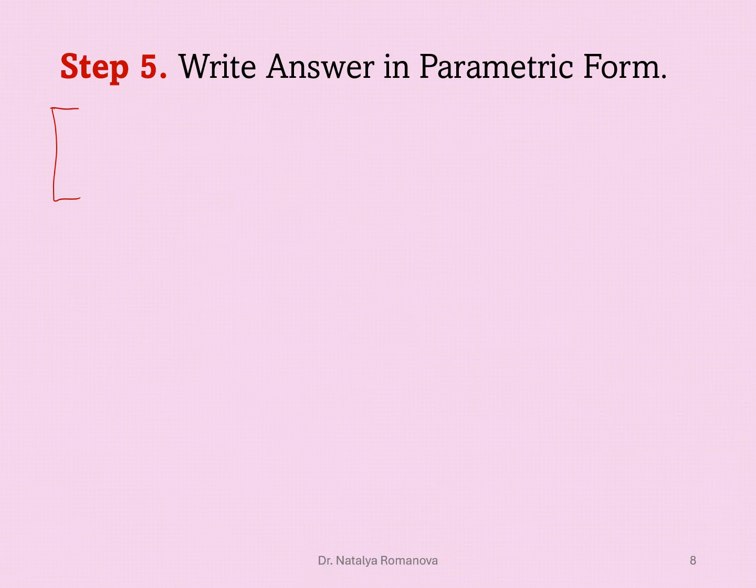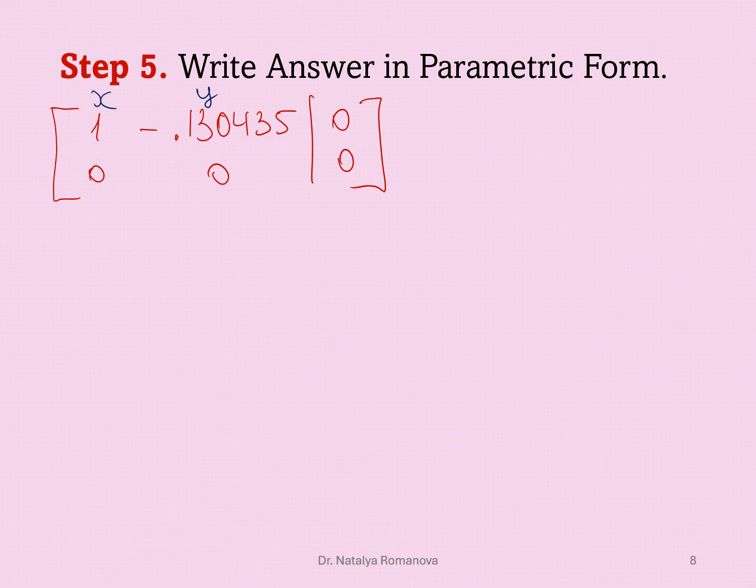So our reduced row echelon form is 1, minus 0.130435, 0, 0. We have here two variables, x and y. Now we can see for the y variable, we have 0, 0, 0 in the last row. So variable y will be the parameter r. Now we have to work with the first row. The first row is 1 times x minus 0.130435 times y equals 0.